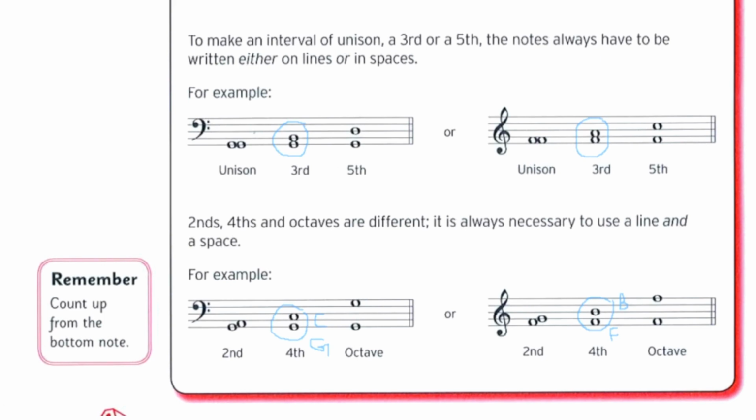And the interval of fifths is the next easiest one to remember. If your bottom note is on a line, you skip the next line up. If the lowest note is on a space, you skip the next space up. So it's space, skip, space, or line, skip, line. So let's go to the next one.